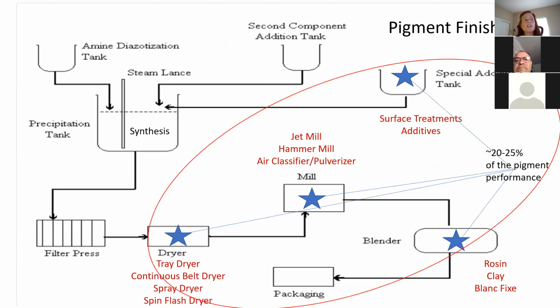And really the finishing steps, whether it be an additive or surface treatment or a process in the dryer, milling, or blender application, this really just alters the performance of the actual chemistry. So it's not necessarily a huge amount, but it just really alters that performance in one direction or another.